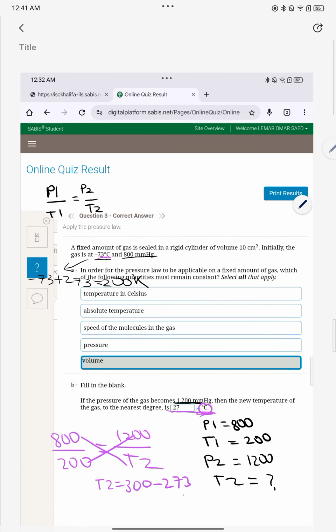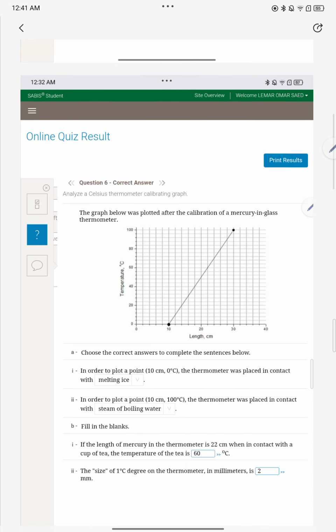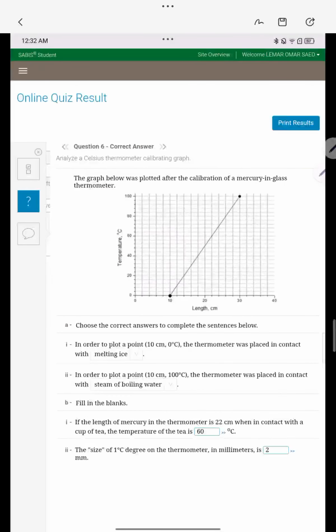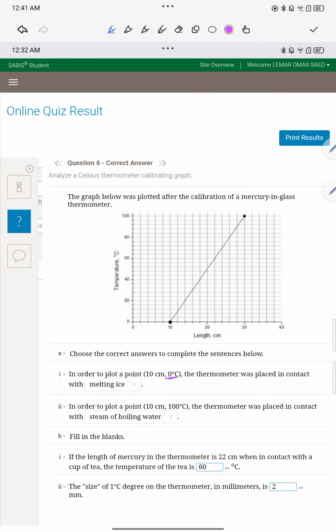Okay. This question, for part A, I and II, I'm not going to do them because they're common sense. Like 0 Celsius is melting ice, and 100 Celsius is boiling water. We should know this from before.